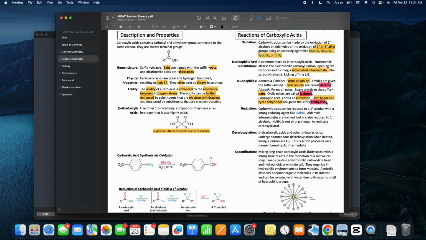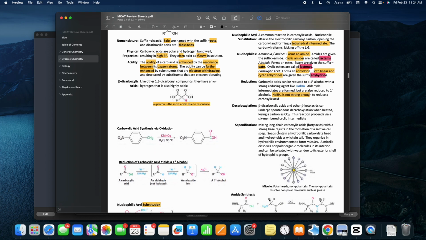And then we have, so these were for nucleophilic stuff, right? Then we have reduction. Carboxylic acid can be reduced to a primary alcohol with a strong reducing agent like LiAlH4. Aldehyde intermediates are formed, but are also reduced to primary alcohols. NaBH4 is not strong enough to reduce the carboxylic acid.